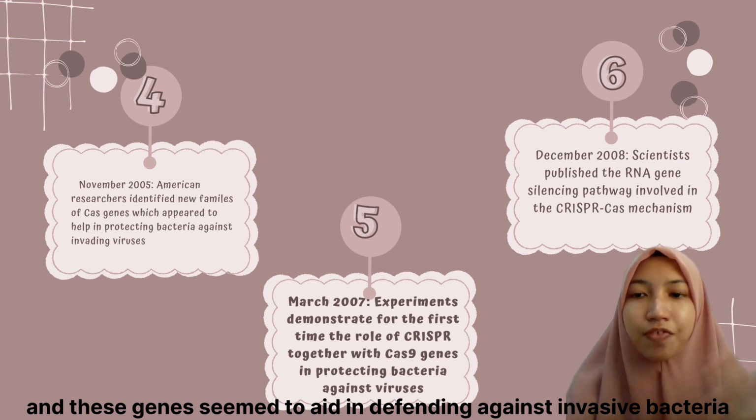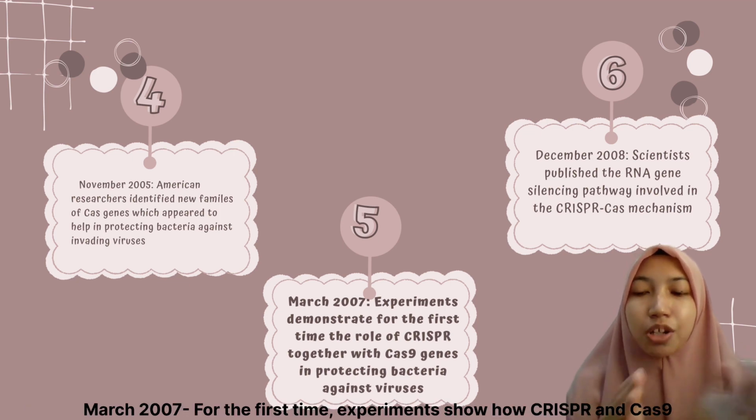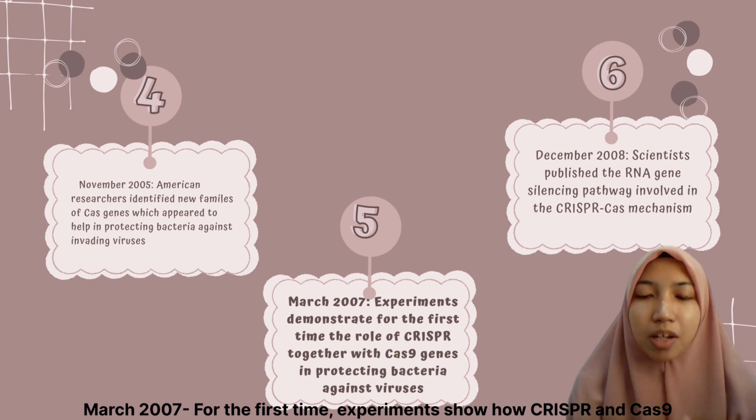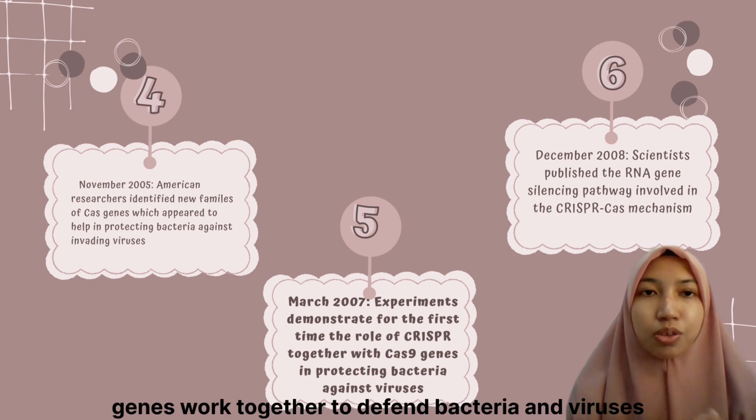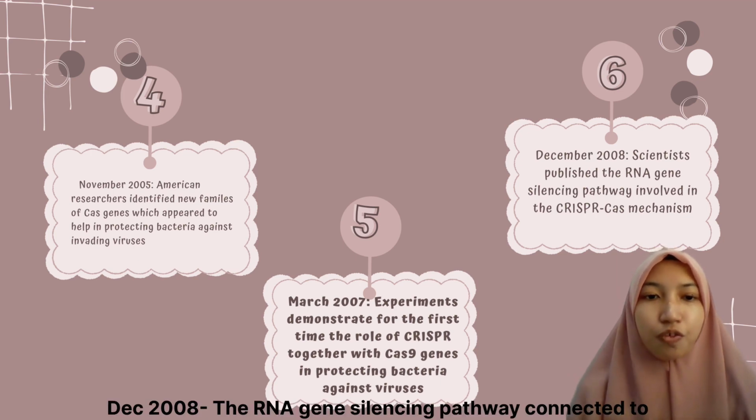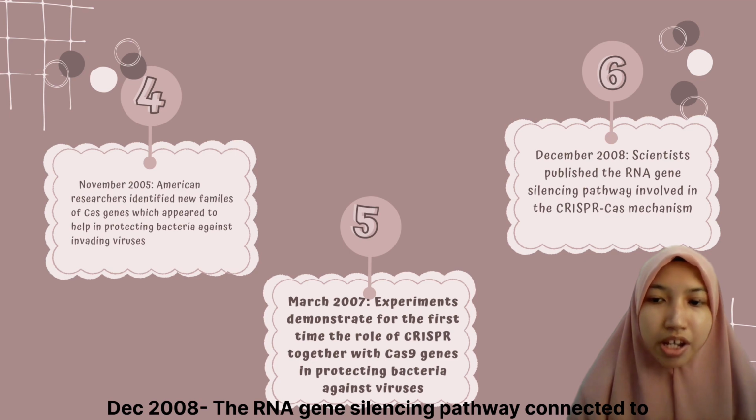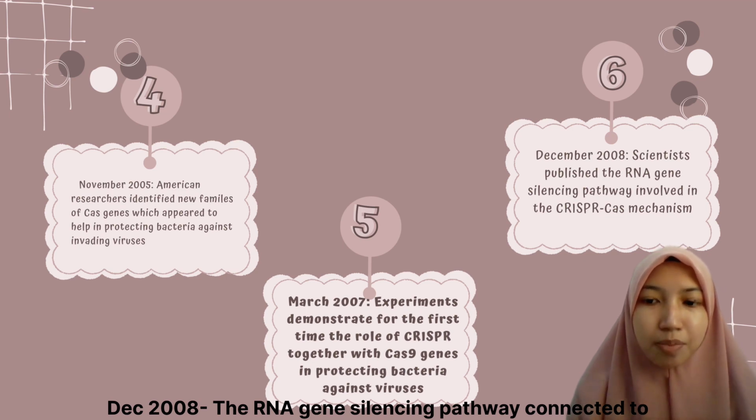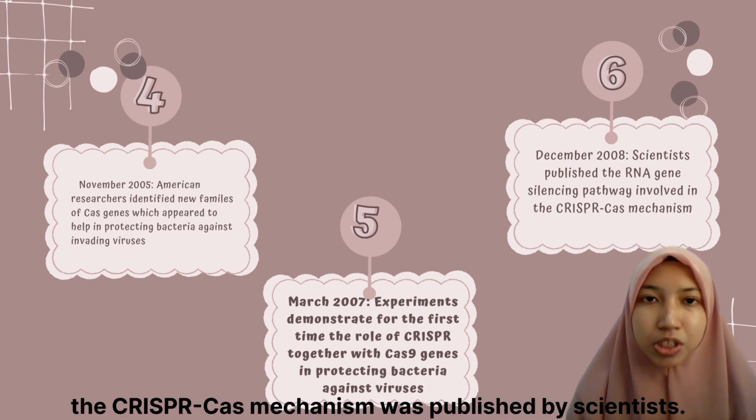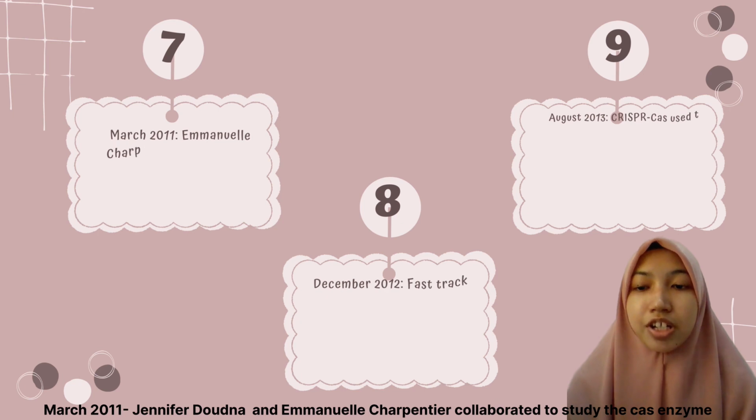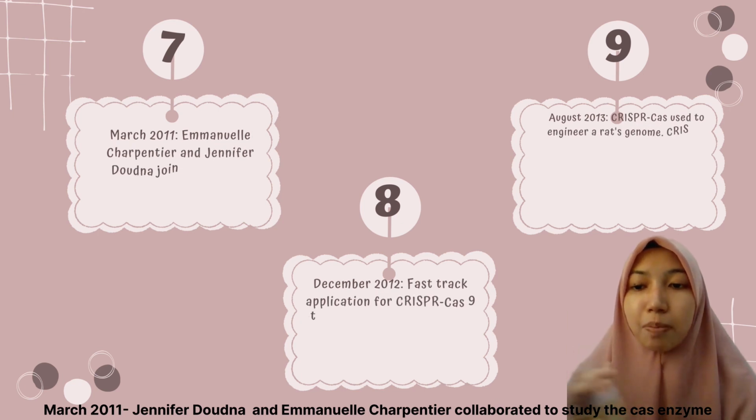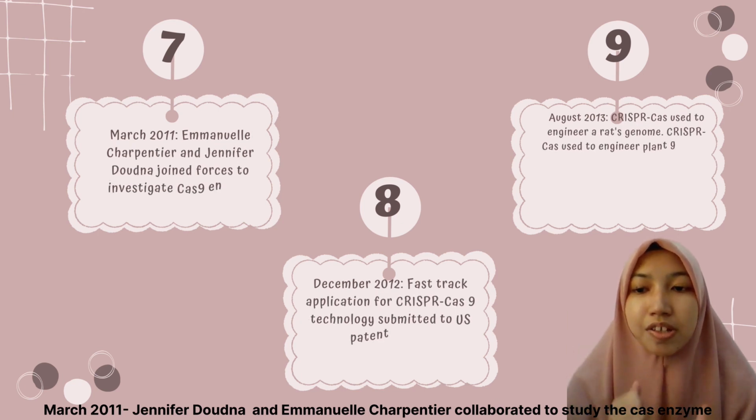defending against invasive bacteria. In March 2007, for the first time, experiments show how CRISPR and Cas9 genes work together to defend bacteria against viruses. And in December 2008, the RNA gene silencing pathway connected to the CRISPR-Cas mechanism was published by scientists. In March 2011, Jennifer Doudna and Emmanuelle Charpentier collaborated to study the Cas enzyme.